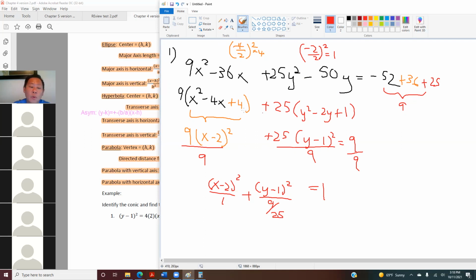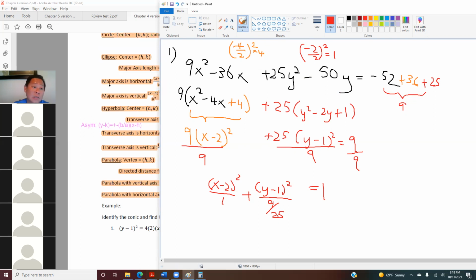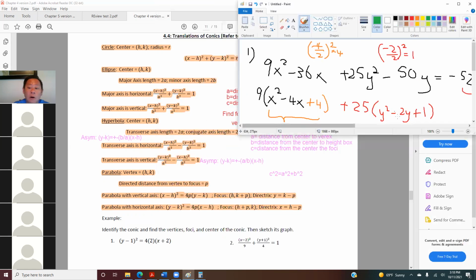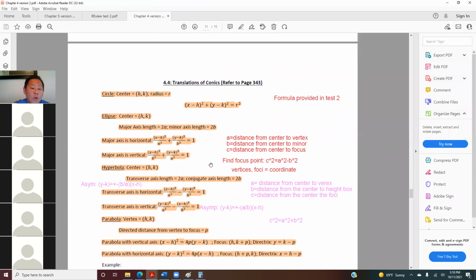So can someone tell me what kind of conic section this is? Circle, ellipse, hyperbola, parabola? Again, class, this is very important in your test. If you tell me it's an ellipse or hyperbola or parabola, you have to tell me whether the major axis is horizontal or vertical. For an ellipse, you figure out which one is bigger. A has to be greater than B. If your A is on the x, that is horizontal. If A is on the y, it's vertical.